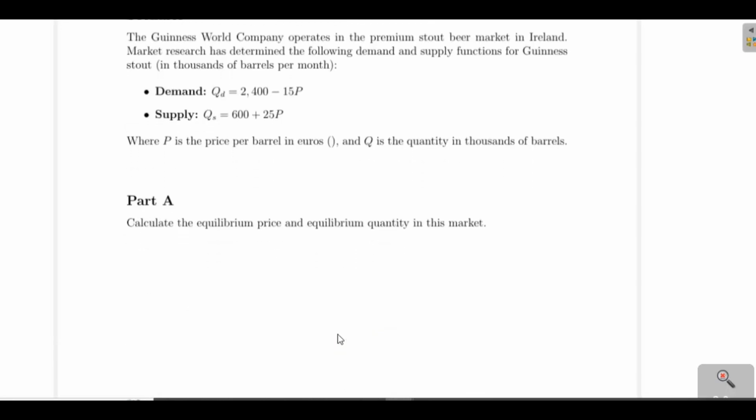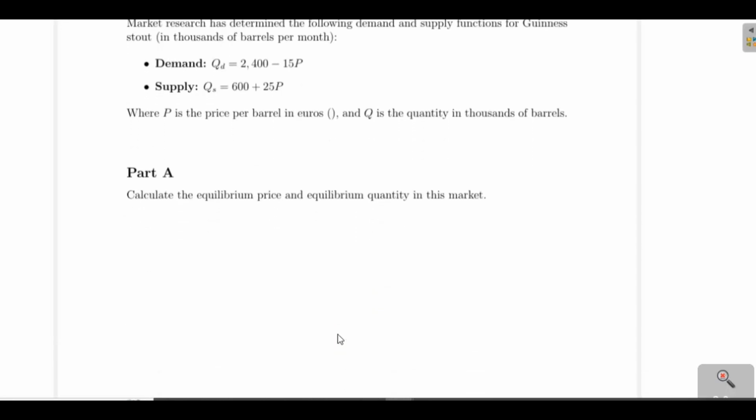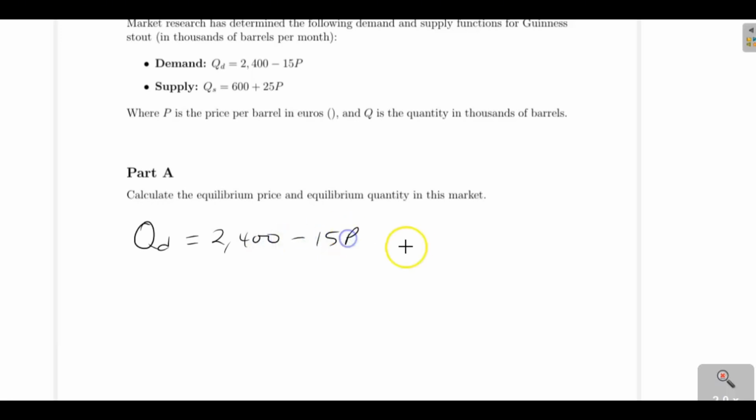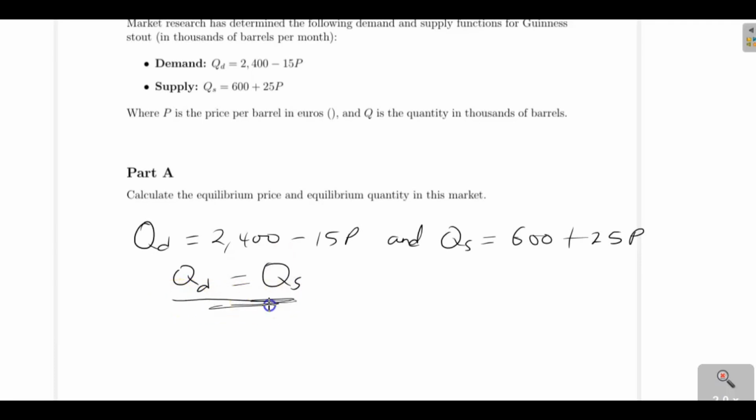Now, part A says we are to calculate the equilibrium price and equilibrium quantity in this market. Alright, so we are given the quantity demanded as 2,400 minus 15p, and we are also given the quantity supplied function as 600 plus 25p. Now, we know from the demand and supply analysis that anytime there is equilibrium, the quantity demanded is equal to the quantity supplied. So this is when equilibrium is established.